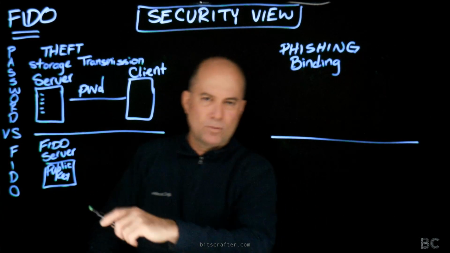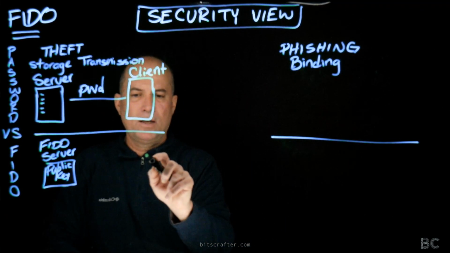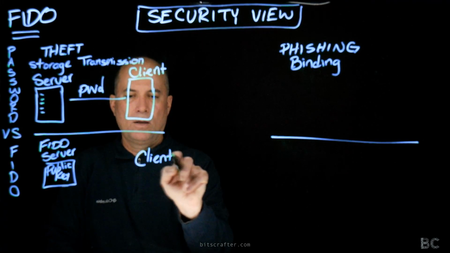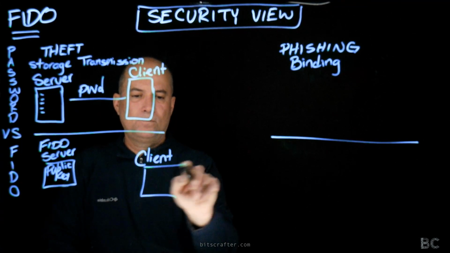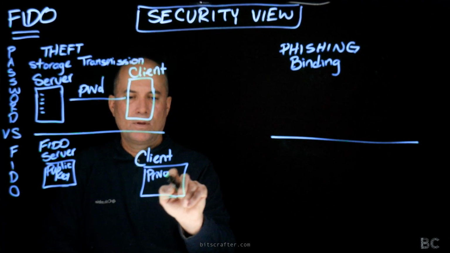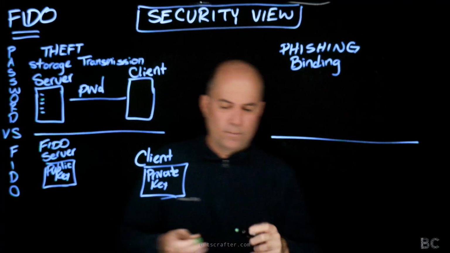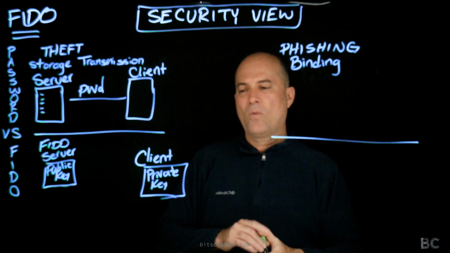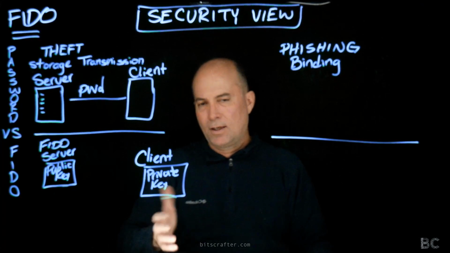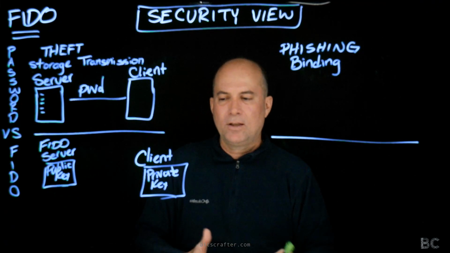I'm going to come back to the server because there is something else to discuss on the server. But if we go back to the client, the client is going to keep the private key. Why? Because FIDO requires the private key to be available on the client. It's kept inside the authenticator, right?